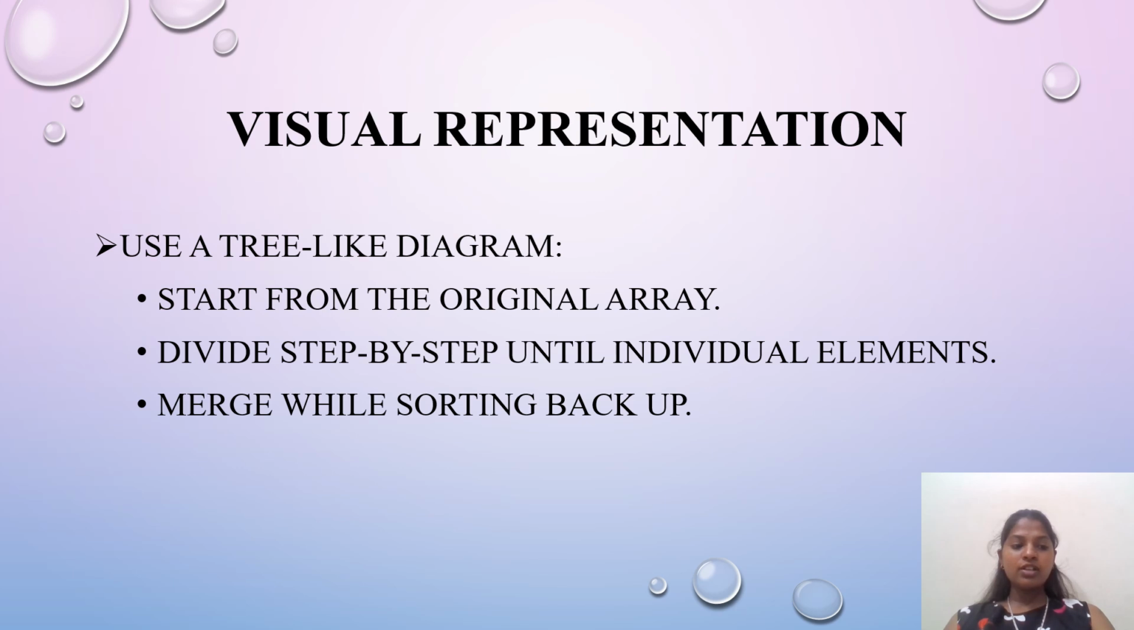Visual representation. Visualizing merge sort helps to solidify our understanding. Let's say we have the array 38, 27, 43, 3, 9, 82, and 10. We begin by splitting the array down to individual elements: 38, 27, 43, 3, 9, 82, and 10. Then we start merging while sorting. In the final step we merge all sorted subarrays to get the completely sorted array: 3, 9, 10, 27, 38, 43, and 82. This top-down tree representation clearly shows how divide and conquer works in merge sort.